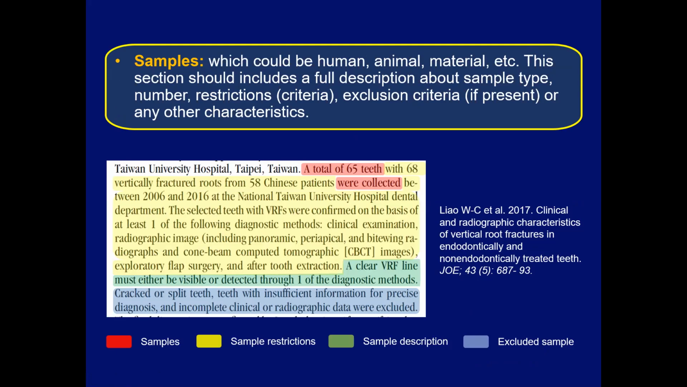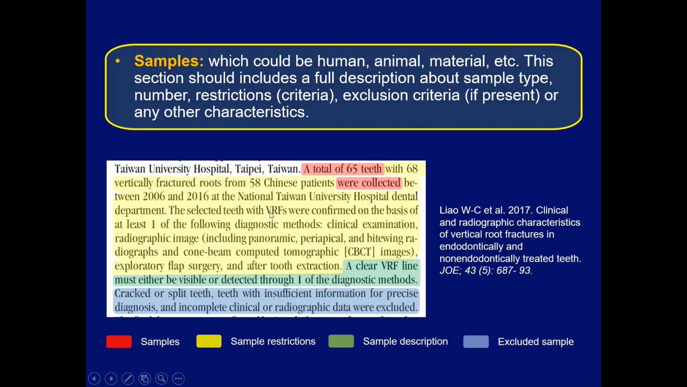Remember these important pieces of information: sample type, number, restriction, which means the criteria involved in defining those samples, exclusion criteria if present, or any other characteristics. For example, this box, if I just want to read it very quickly, represents four colors, color-coded here as red, yellow, green, and blue.